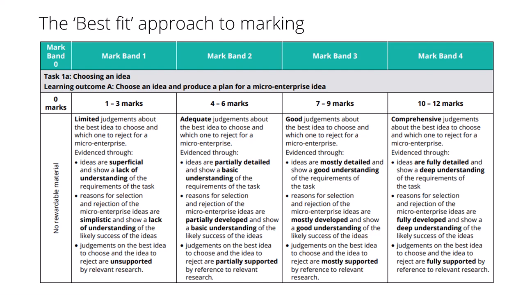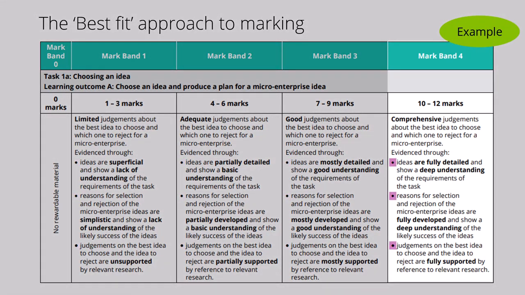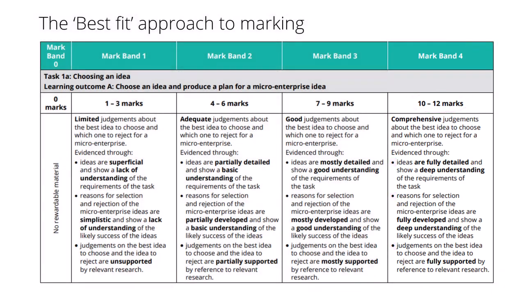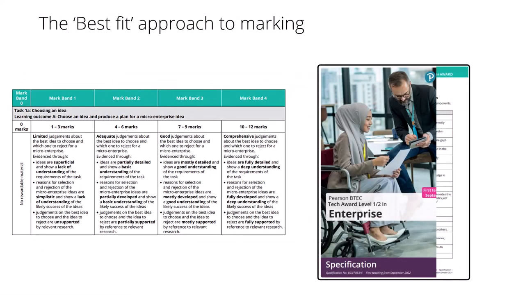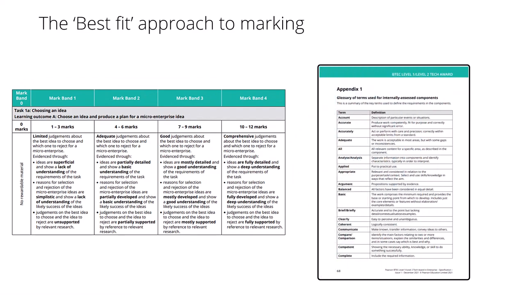Each mark band contains descriptors which specify the level or quality of knowledge, understanding and skill that learners are required to demonstrate to be awarded one of the marks associated within that band. Each descriptor is made up of a number of bulleted traits which help to break down the different elements of knowledge, understanding and/or skill being assessed. The descriptors for each band are written to reflect the marks at the top of the mark band, and a glossary of terms used in the marking grids is provided in Appendix 1 of the specification.